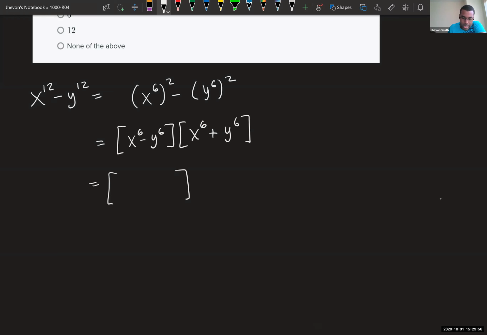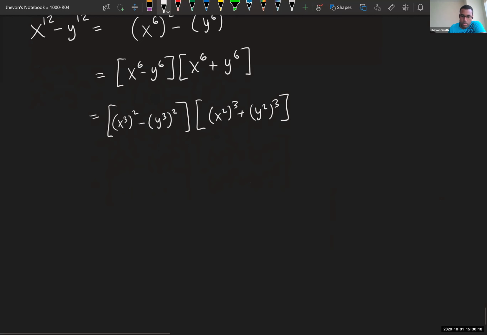So here again, the x to the 6 minus y to the 6 is the problem that we discussed before, so I would think of x cubed squared and y cubed squared. Now for this part, there is no sum of squares formula. So the only option here is to actually think of this as a cube. And so here, what I can have is x cubed minus y cubed times x cubed plus y cubed.